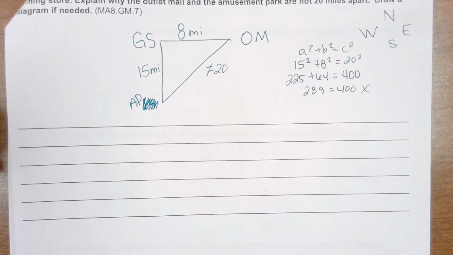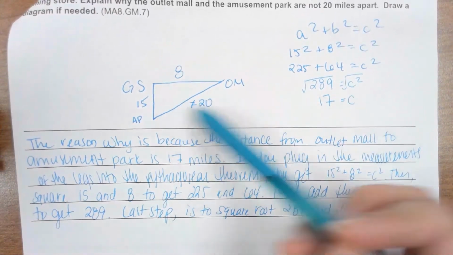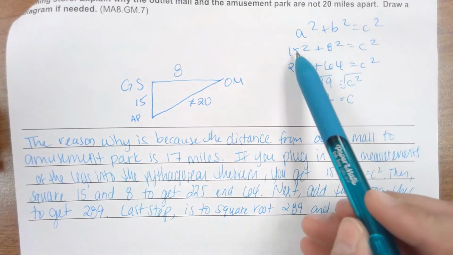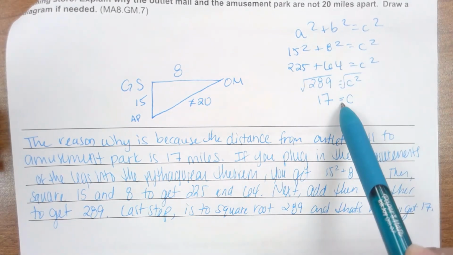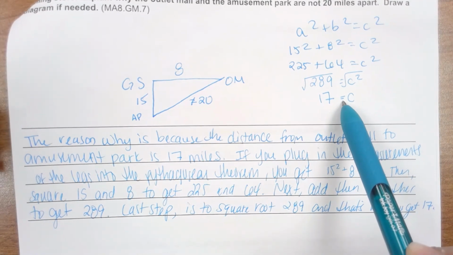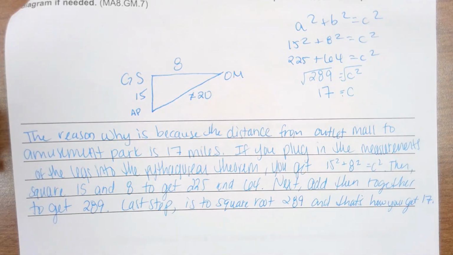Another way to do it, and this is what I did last year, is you can figure out what c is actually supposed to be. So if you plug in 15 and 8 for your legs and keep c alone, then you can figure out that c is really supposed to be 17. So then your reasoning could be, whenever I solved for the hypotenuse, it should be 17 and not 20. And then obviously just explain more in detail. So there's a couple different ways that you can do this one. Just make sure that whichever way you pick, you explain it based off of the work that you showed.